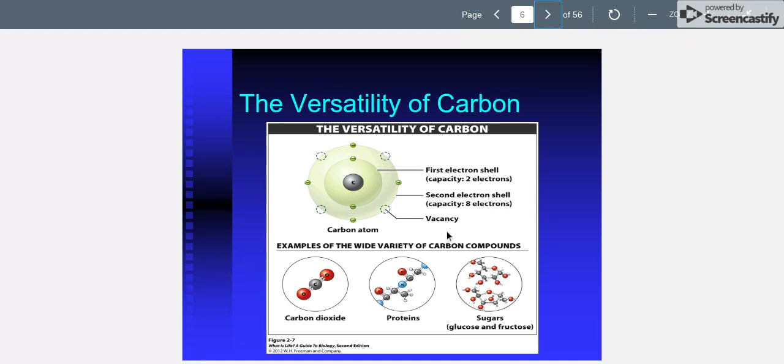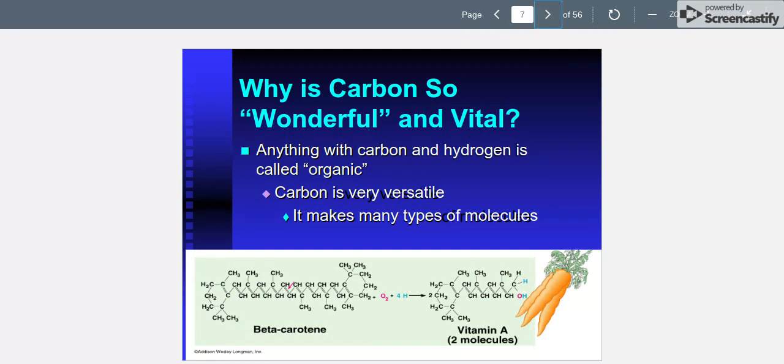Because of all the different bonds that carbon can make, and because it has 4 bonding sites, it can do a lot of different things. And so we see it in a lot of life's molecules. Okay. Anything with carbon, hydrogen typically is referred to as an organic molecule. Again, it can make tons of different types of molecules.